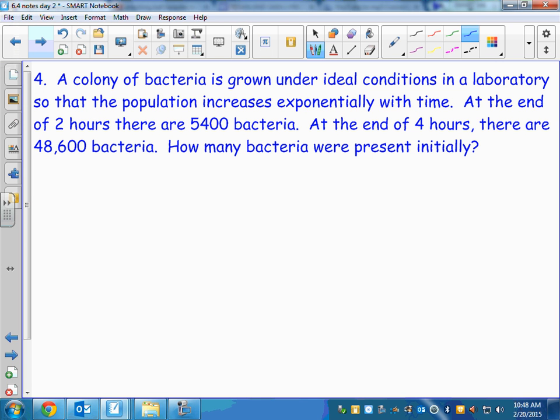A colony of bacteria is grown under ideal conditions in a laboratory so that the population increases exponentially with time. At the end of 2 hours, there are 5,400 bacteria. At the end of 4 hours, there are 48,600 bacteria. How many bacteria were present initially? For the first 2 hours, use the 2 hours as the start. I don't know, this doesn't really matter, you can start anywhere you want. But how many bacteria were present initially? So then what would you do to go backwards?